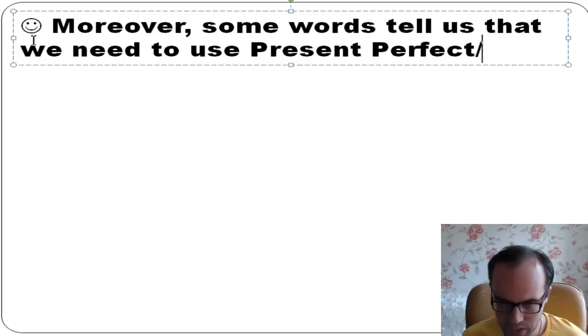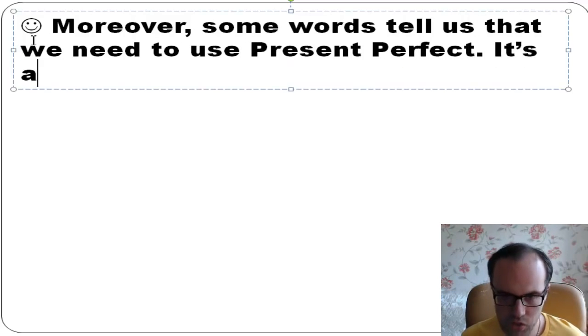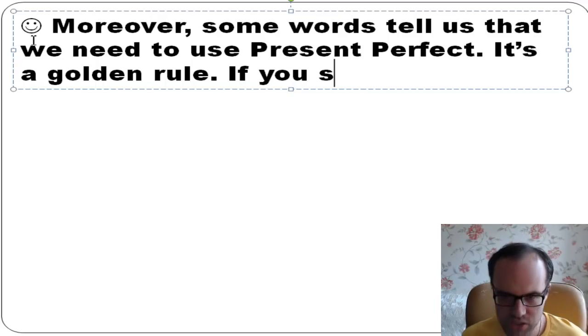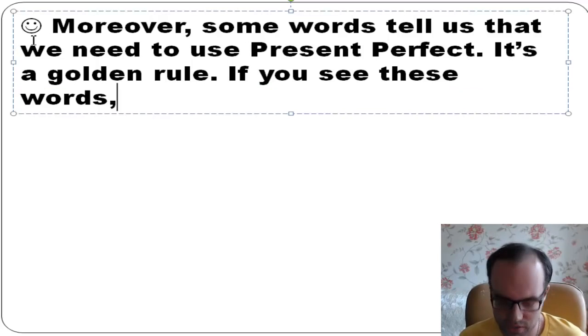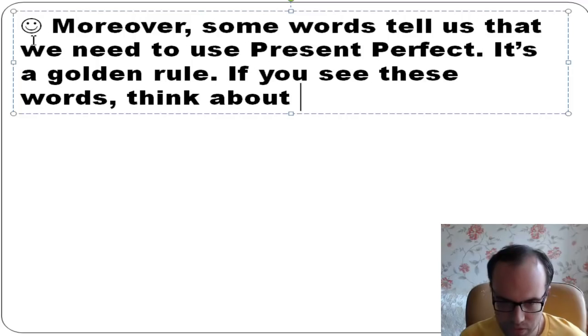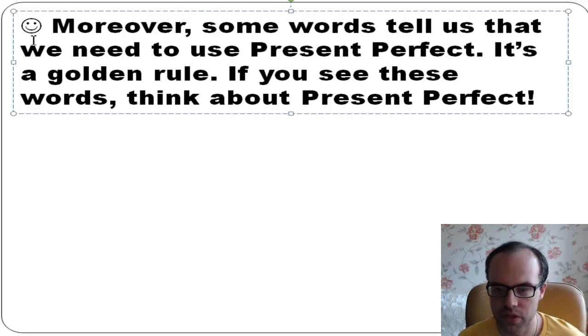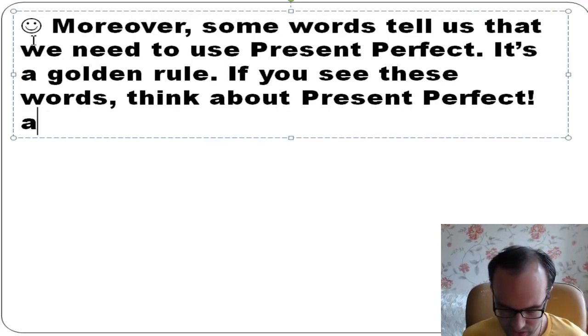So it's a golden rule. If you see those words, or if you want to use these words, think about present perfect, okay? So, yeah, if there is a connection with the present.